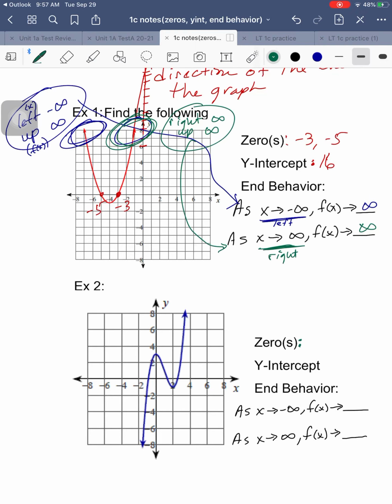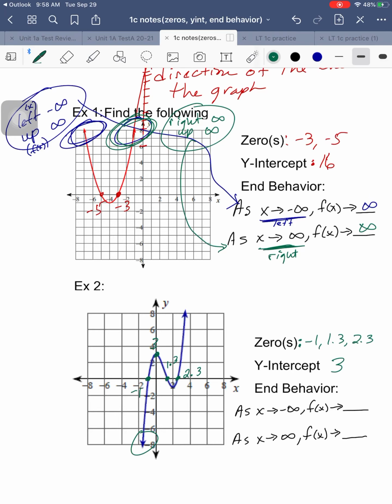Example 2. So zeros, it could have none. It looks like we have a -1. We're just going to estimate these. That one's a little over 1, so we'll say 1.3. And that one's a little over 2, so we'll say 2.3. So our zeros are -1, 1.3, and 2.3. The y-intercept looks like where it crosses the y-axis is pretty close to 3.